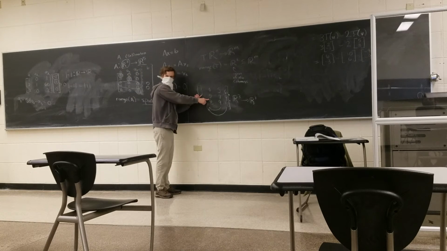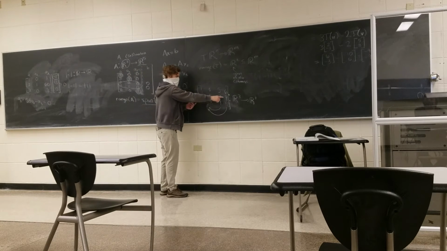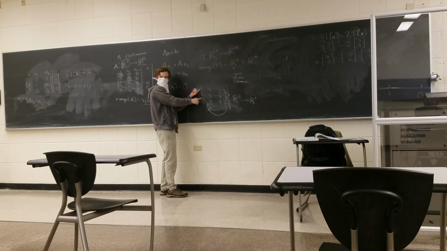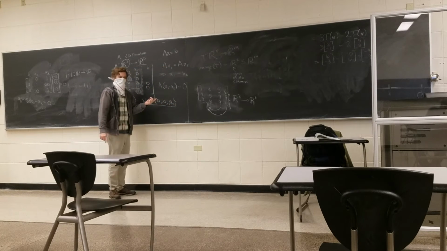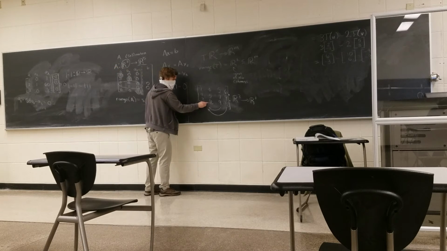This one is this one plus this one. This one is this one plus 2 times this one. Okay? So the span of the output is the span of just these two vectors.